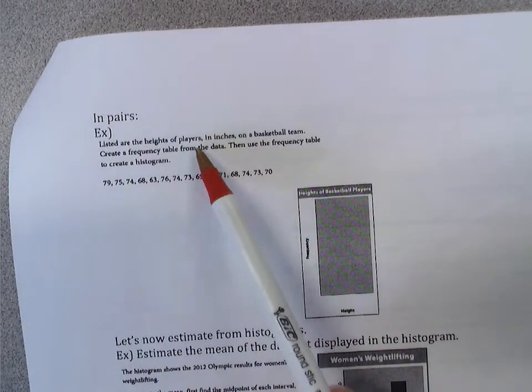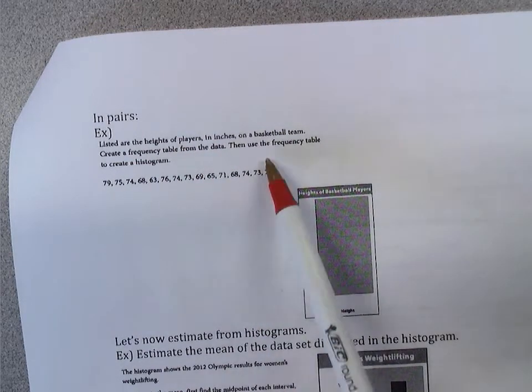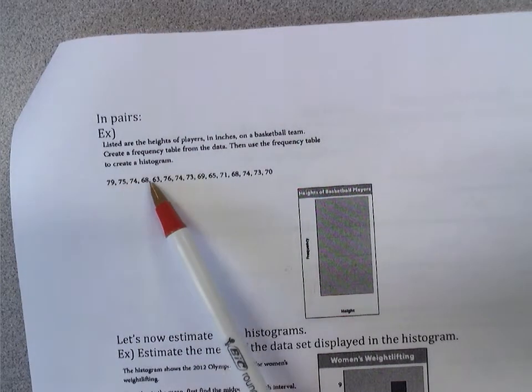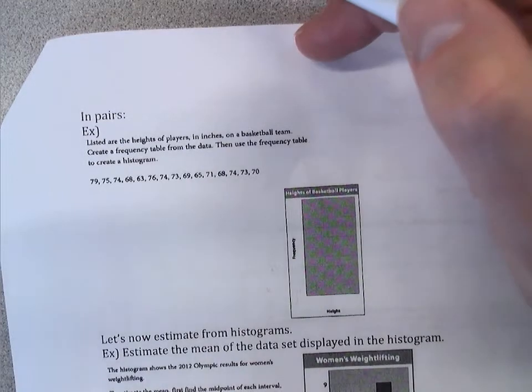Listed are the heights of players in inches on a basketball team. Create a frequency table from the data. Then use the frequency table to create a histogram. So if we look, here's our data. Got several data points. And we do sort of want to identify the minimums and maximums.